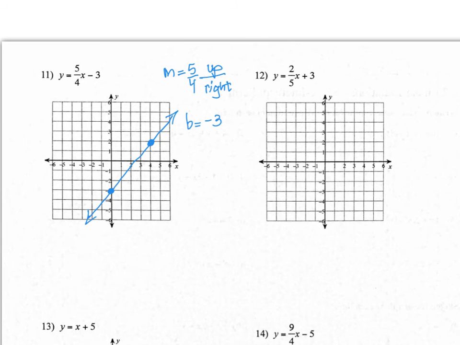On number 12, our slope is 2. B is 3. So we're starting where y is 3. And from that point, I'm going to go up 2, right 1 and draw my line. Oops, it didn't quite go through there, but let's pretend it did. Use a ruler. Make it look nice, y'all.